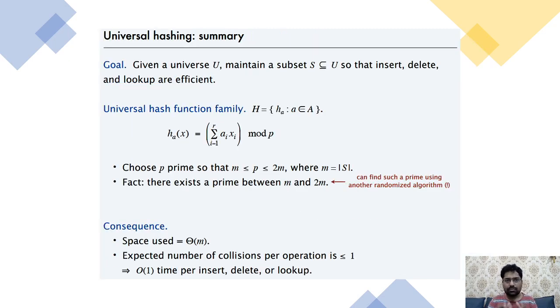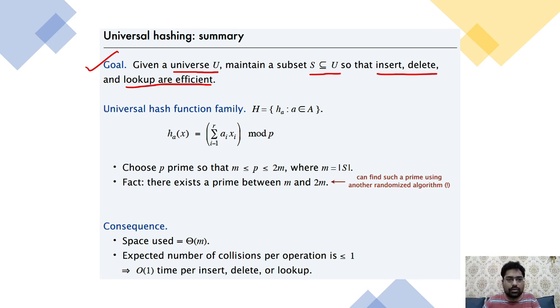In summary, I just want to brief what we have already completed. The goal we set earlier is, given universe U, maintain a subset S of the universe. So our target is that insert, delete, and lookup should be efficient. Efficient in the sense that our time complexity should be equivalent to 1 or towards 1.